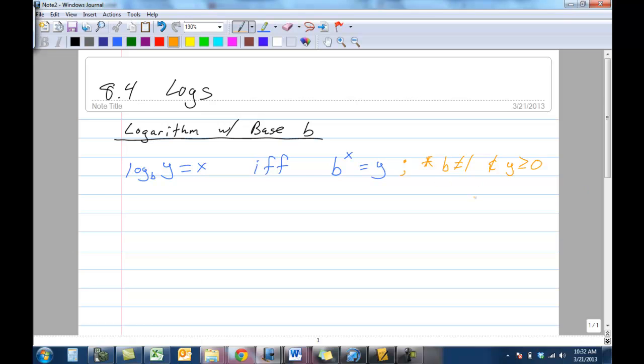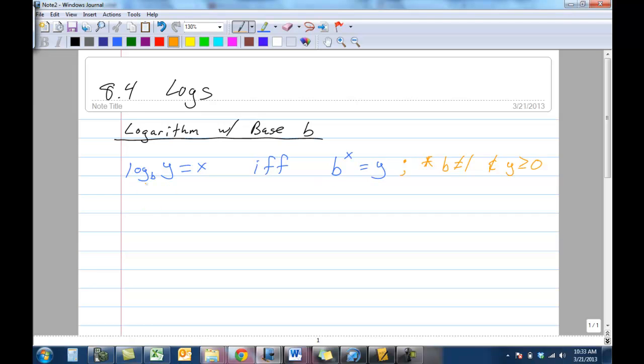Now, this legalese thing, don't worry about that. I'm not going to stick you with that. This is the important part. Log base b of y is equal to x if and only if b to the x is equal to y. Now, logs, y'all, are just another way. It's a new notation. It's just another way to write exponent form.